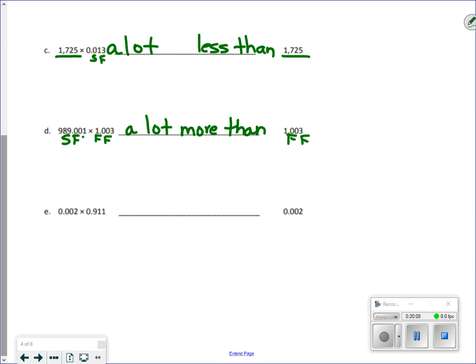Okay, so my first factor right here, 2,000. I'm comparing 2,000s to 2,000s. 2,000s times 911 thousandths. So am I going to go more than or less than? Less than. Is it going to go a lot or slightly? Slightly. Good.